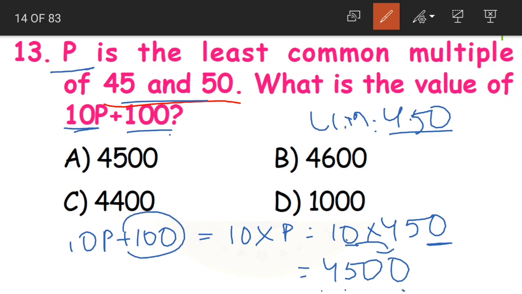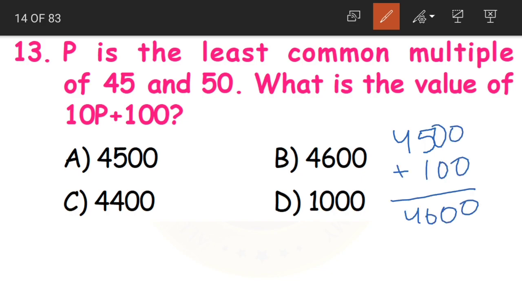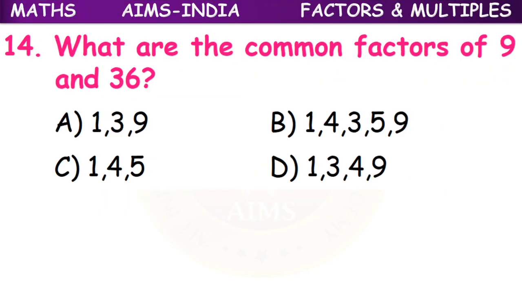Now what should we do? For that we should add 100. So 4500 plus 100 is equal to 4600. So what is our final answer, children? Option B, 4600. Okay. Next question.